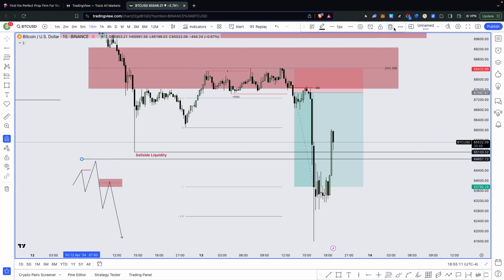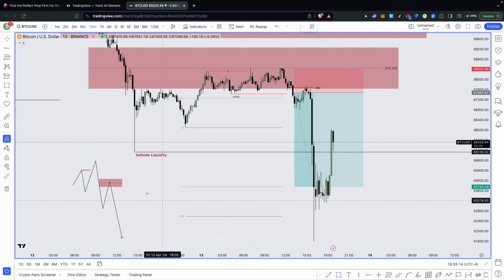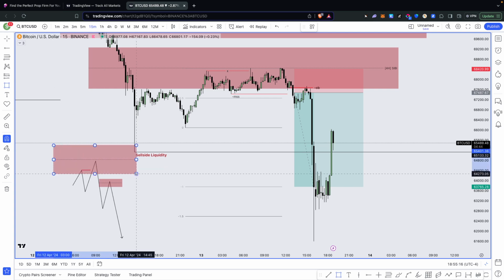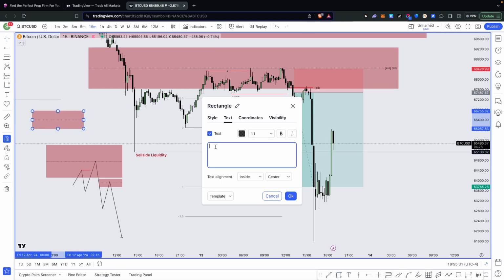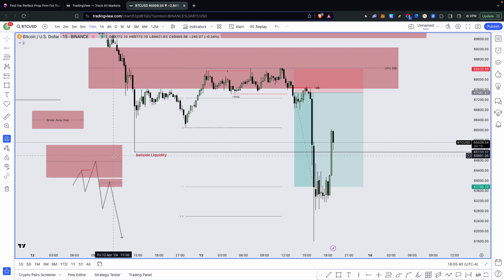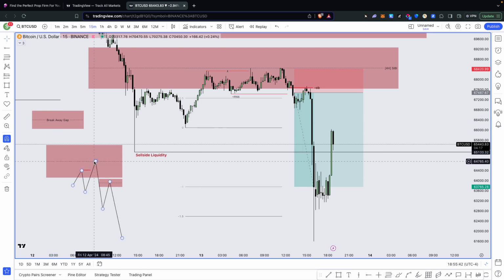Let me just remove this. Let's say this is my higher time frame fair value gap here. I want to see something like this. And that's exactly what happened here. And this was a fair value gap below a breakaway gap. So you have a breakaway gap here. And then inside the fair value gap here, you want to see something like this.